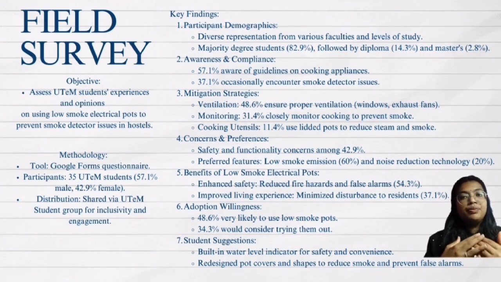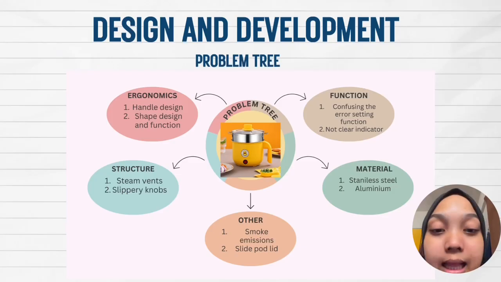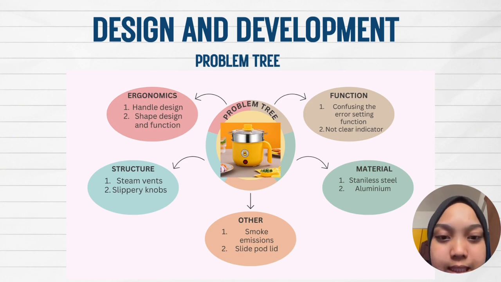Redesigning pot covers to prevent excessive smoke and altering the pot shape to further reduce smoke emissions and avoid triggering smoke detectors. Next, we move to design and development. The first part is problem 3. There are 5 aspects of problem 3.